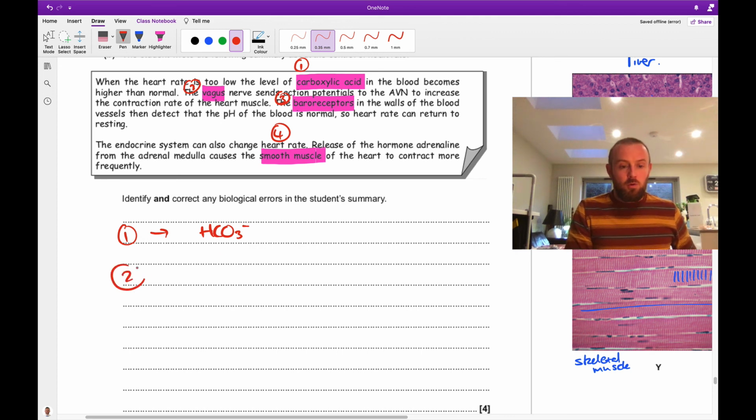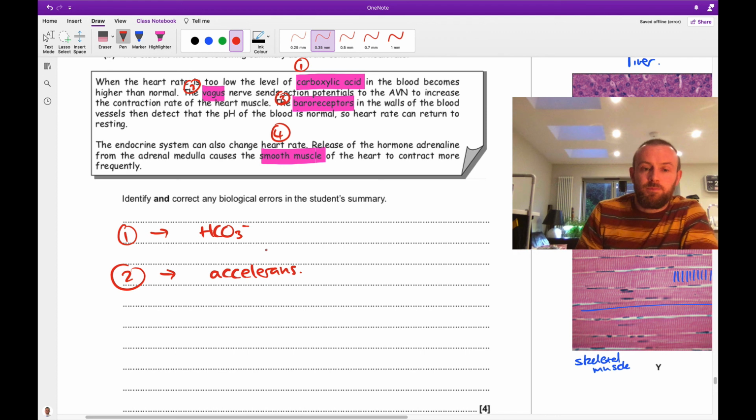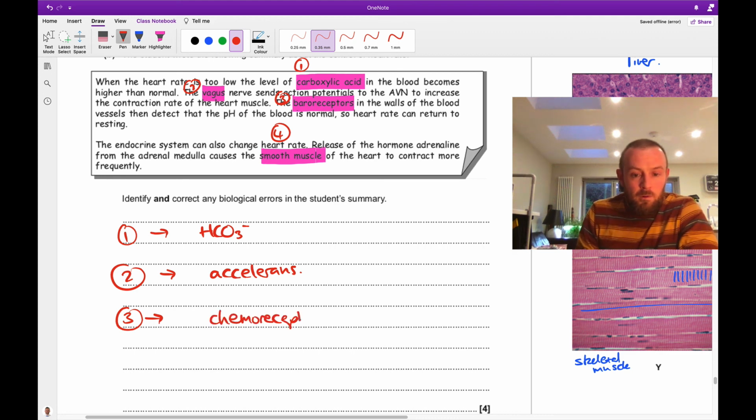For point 2, we'd want to correct that and say it's actually the accelerans nerve that is going to increase the contraction rate of the heart muscle. And in fact, it's not even, yeah, I suppose it increased the rate of contractions of the heart muscle. Yeah, I suppose that's all right. 3, it's not the baroreceptors that detect the pH, it's the chemoreceptors. And 4, it's not smooth muscle in the heart, it's cardiac muscle.